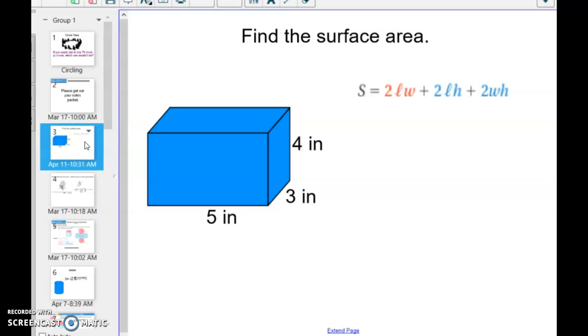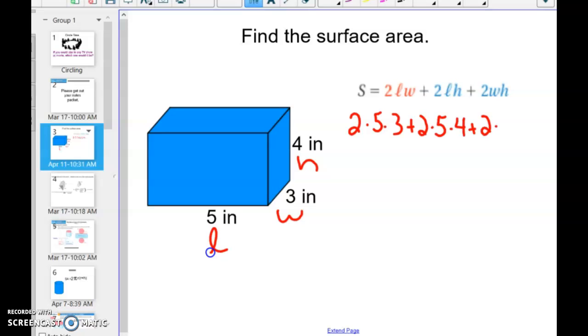So the first shape we have here is a rectangular prism. Remember, the formula for finding the surface area of a rectangular prism is I have to find the length, the width, and the height. Then do 2 times 5 times 3 plus 2 times 5 times 4 plus 2 times 3 times 4.